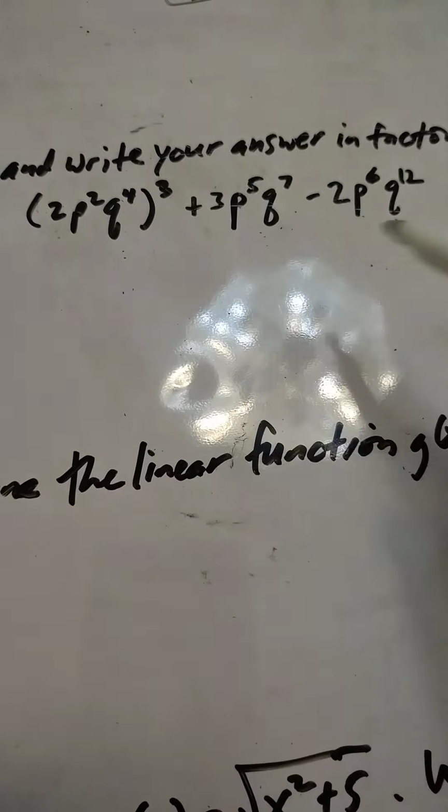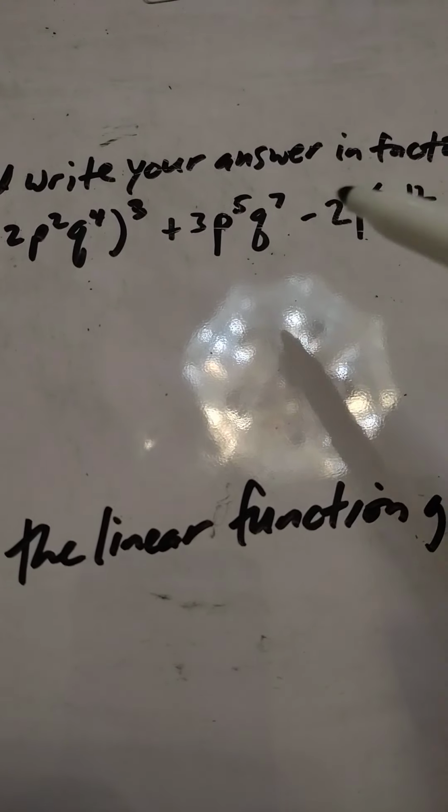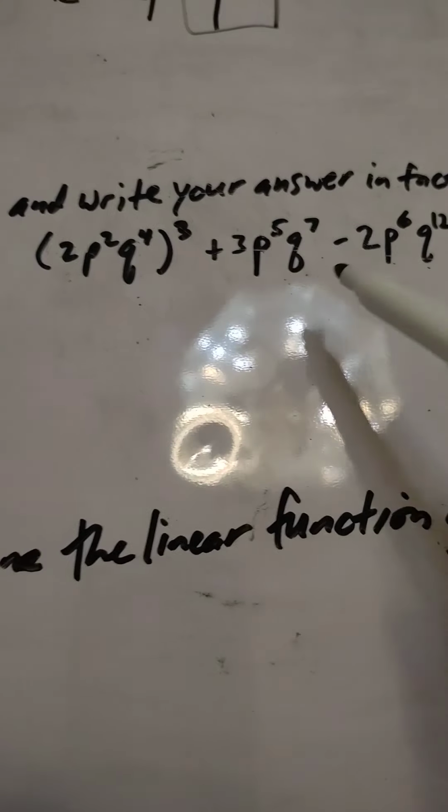So this is called an expression. We want to simplify it and put it in factored form, meaning we don't want to see these pluses and minuses. Okay, so the second and third term, you really can't simplify at all. So the first part is to simplify this first term. These factors all get raised to the third power.